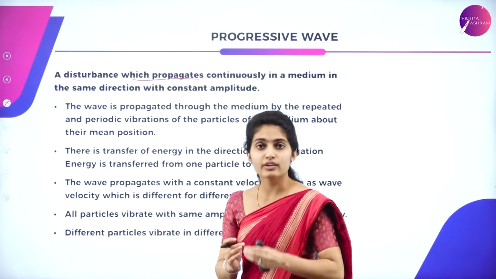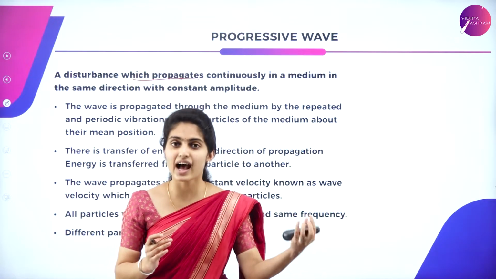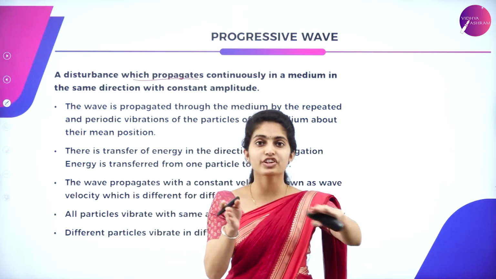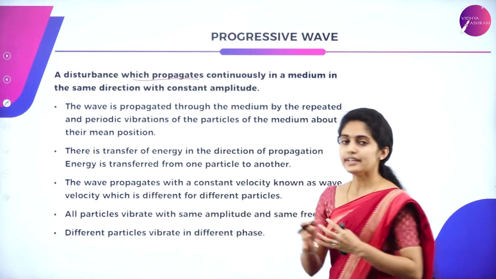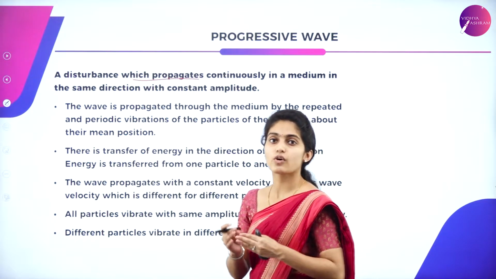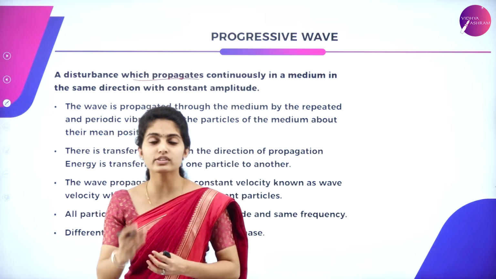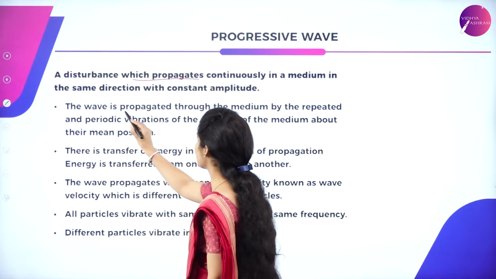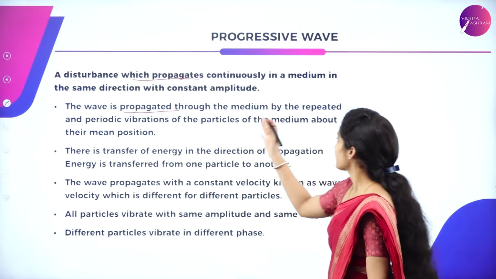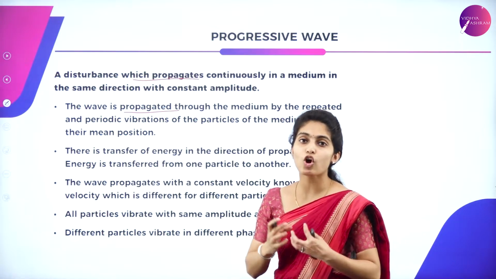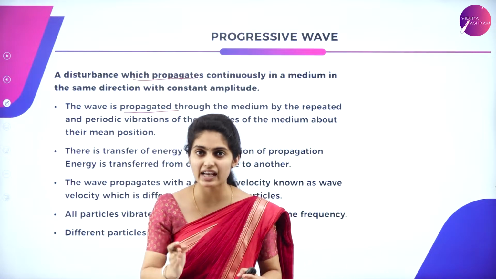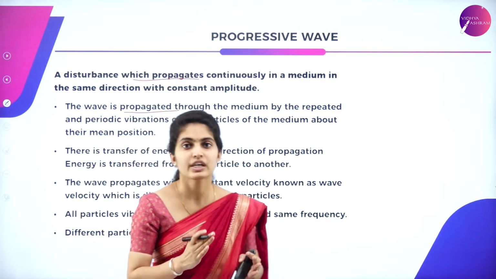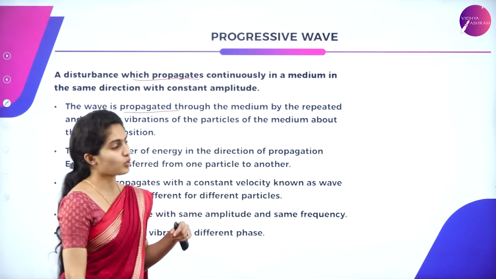And this continuous wave has a constant amplitude. Amplitude means the height about the mean position. So let us study a few of the characteristics of the progressive wave. The wave is propagated through the medium by repeated and periodic vibration. Only if it has a repeated disturbance and respective periodic vibration can the wave be called a progressive wave.